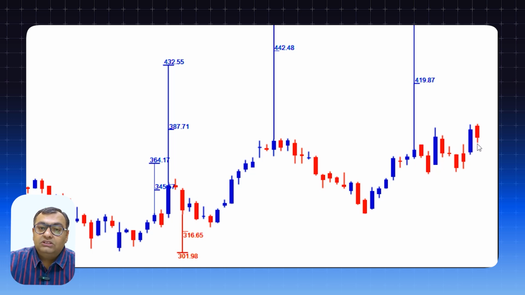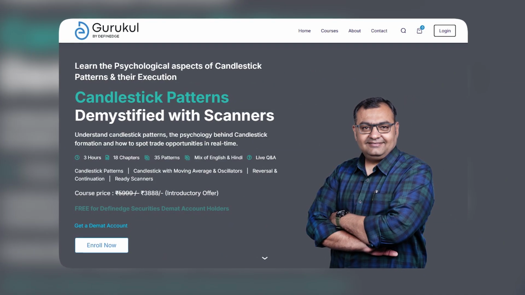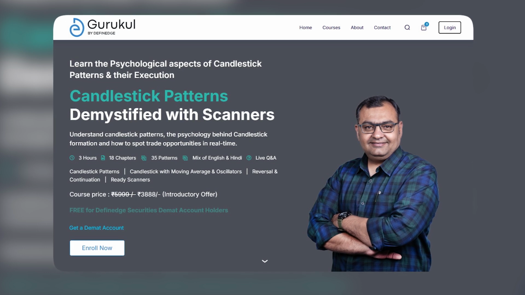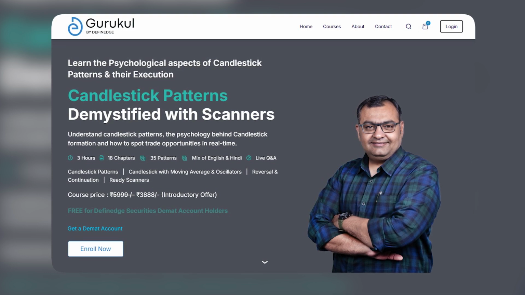So if you look at the reversal candlestick pattern happening over here, look for a momentum.